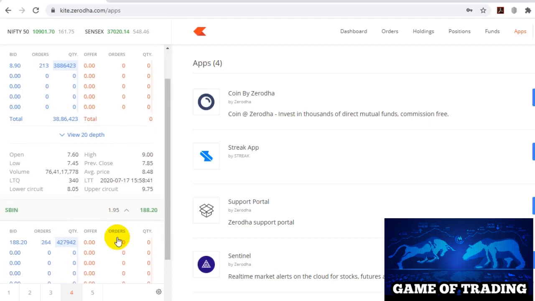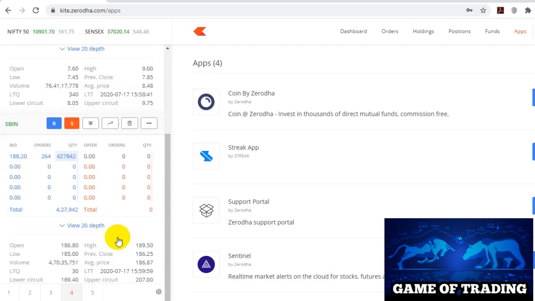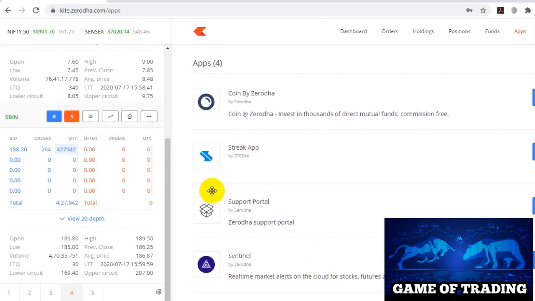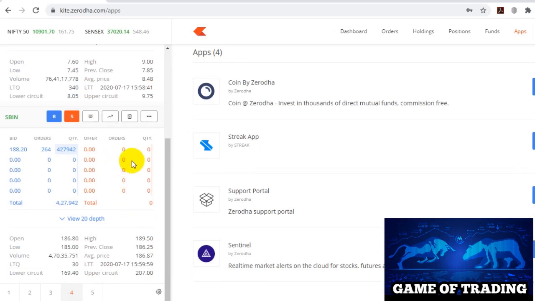Let's take another quick example, SBIN. SBIN bid price is at 188.20, and the profit of the day for SBIN is at 1 rupee 95 paisa per share. Here, similarly, are the bid orders quantity and offer orders quantity. Let's take a quick view of SBIN, similar to Vodafone Idea, as I explained.